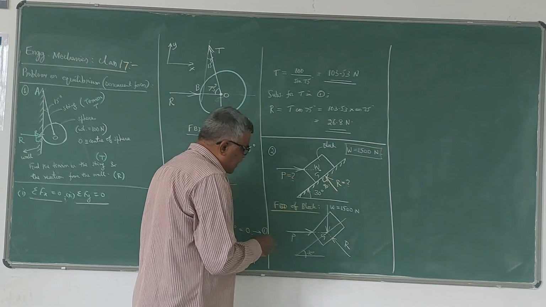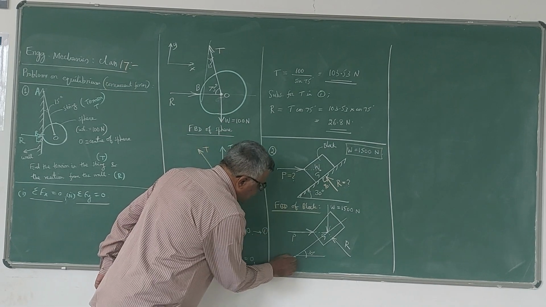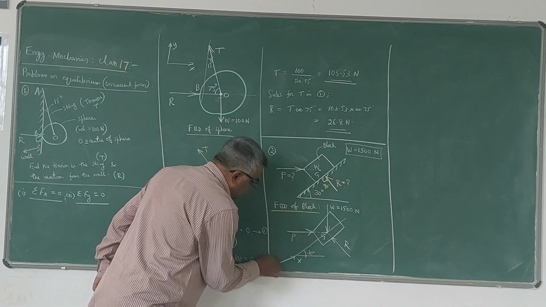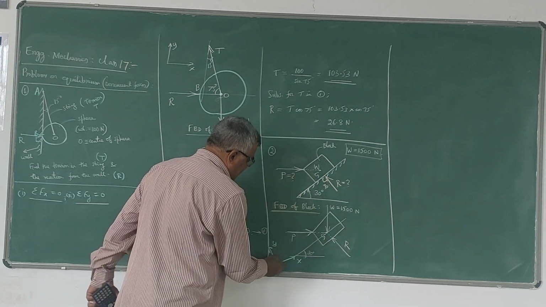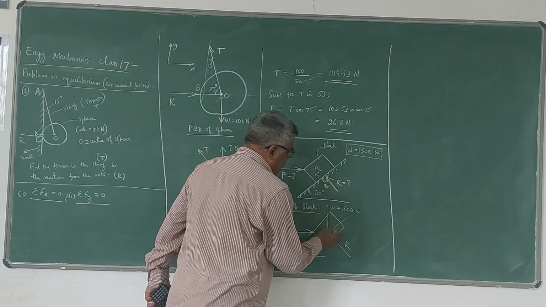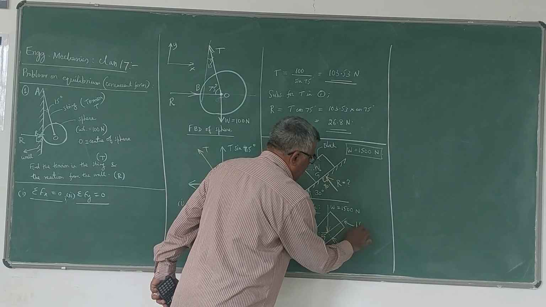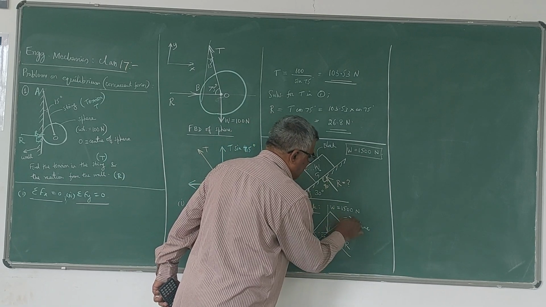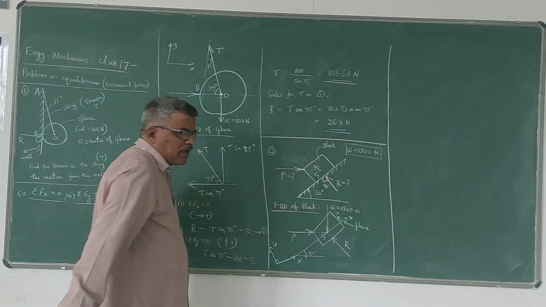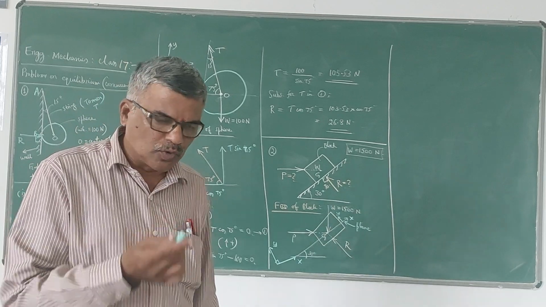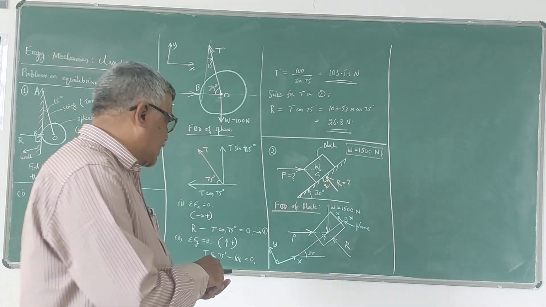That means I can take it like this. This I can take as the x-axis, and perpendicular to the plane I can take as the y-axis. Instead of taking horizontal and vertical, I can take along the plane. So this is the plane. Along the plane we can take the x-axis. Perpendicular to the plane we can take the y-axis like this. And we can resolve along those two mutually perpendicular directions.